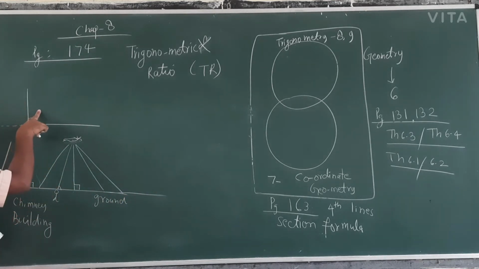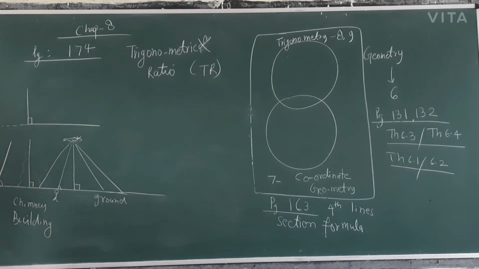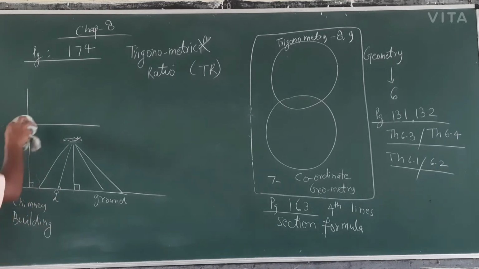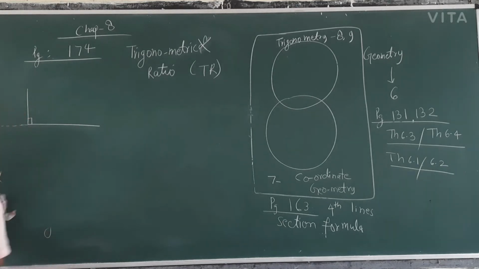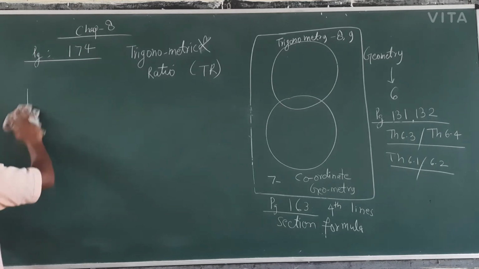So let me come to chapter number 8, for the right angle triangle. The question is very good. Can you guess? Yes, it is the definition. So why do we take a right angle triangle? Theorems 6.3 and 6.4 will be used in a different format for the trigonometrical ratio. Why is it so?